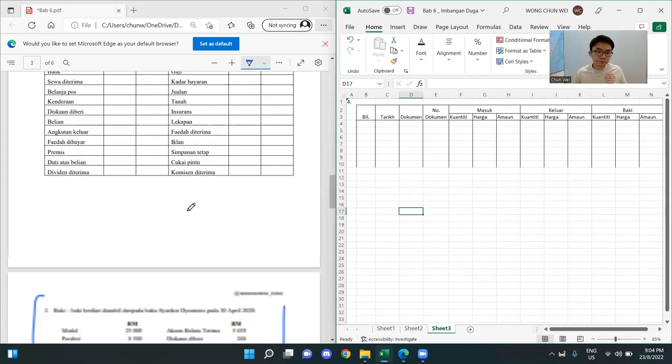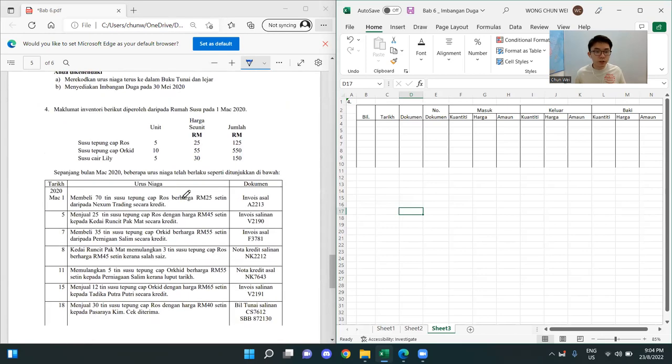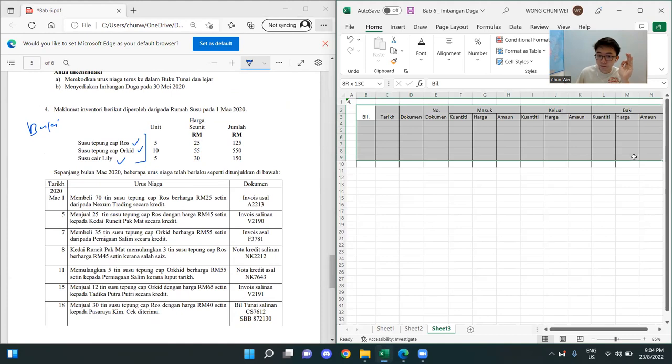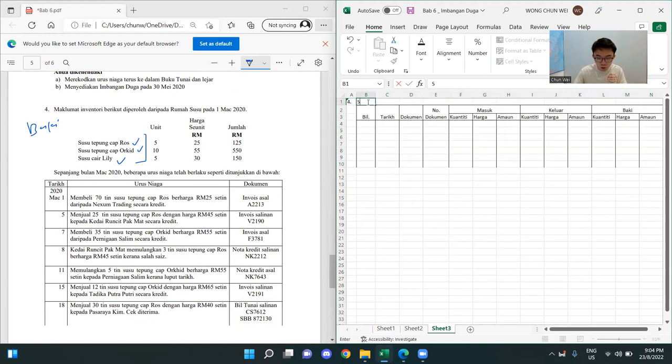Okay, so you can see that this is the baki, ini baki. So kita ada tiga produk sini. And when we record for this card inventory, kita mesti, let's say ada tiga produk, right? Then you have to do tiga card inventory. Because setiap satu card inventory ini adalah untuk satu produk. So let's say this one, I'll put it for maybe for susu, tepung, cap, rose.